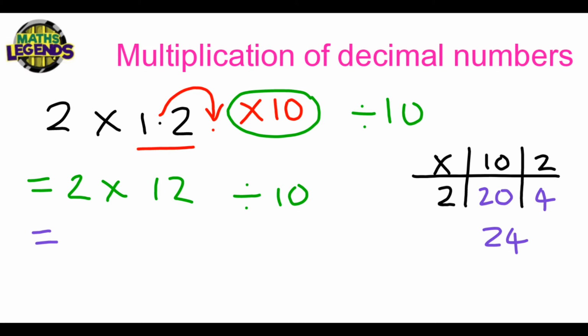So we can write this out as 24 divided by 10. Now, to divide by 10, we simply take the decimal point that's at the end and move it over to the left by 1, because we have 1 0. So this equals 2.4. So the answer to our original question, 2 times 1.2, is 2.4. Let's look at another example.